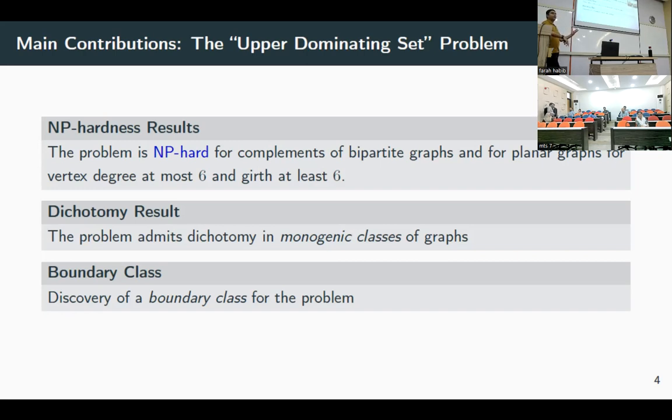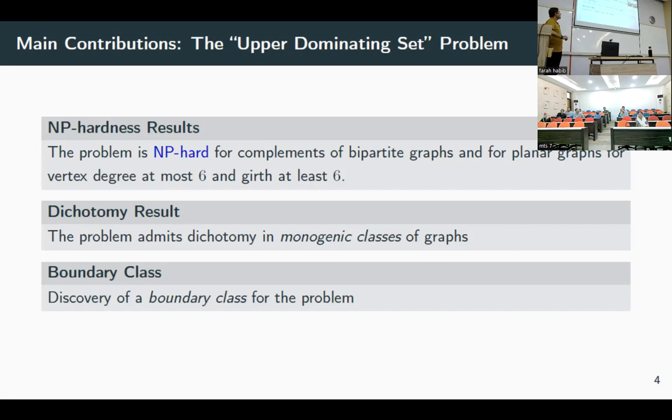So we know generally it's NP-hard, but it was not known whether it is NP-hard for these classes of graphs or not. So this problem is NP-hard for complements of bipartite graphs and for planar graphs with vertex degree at most 6 and girth at least 6. I will explain what the degree and the girth of a graph are.